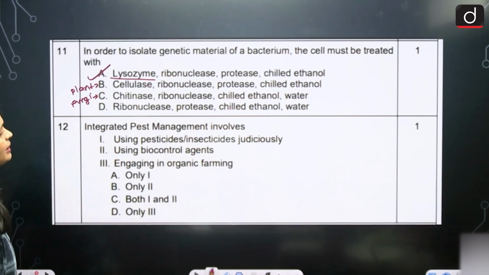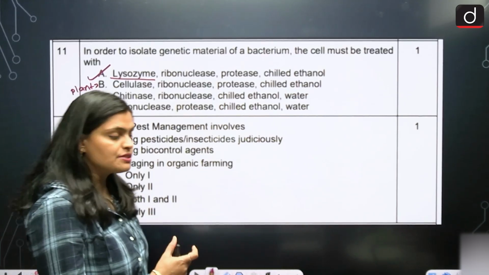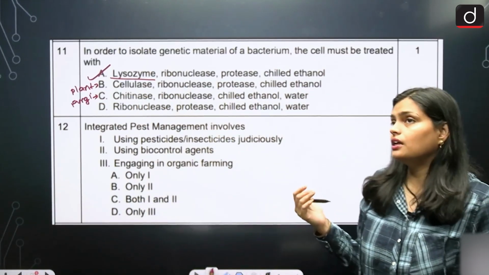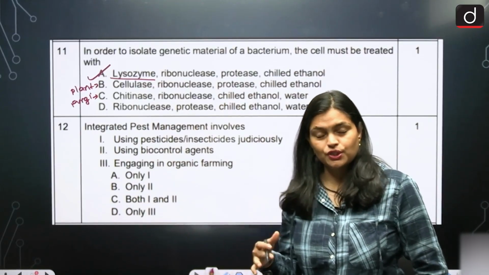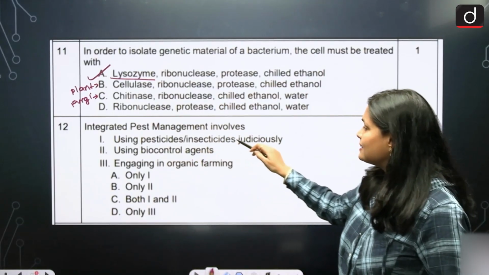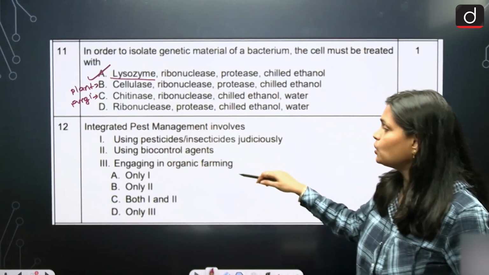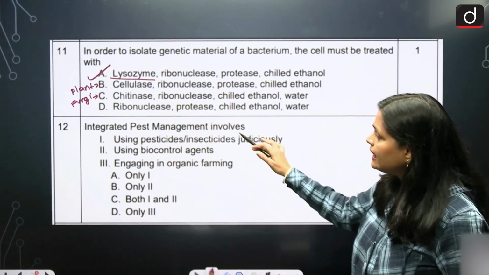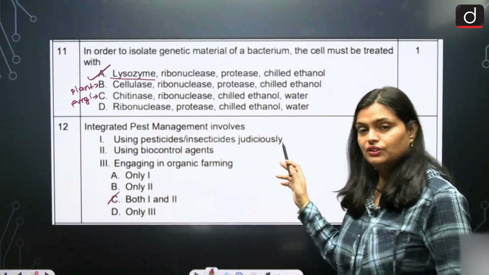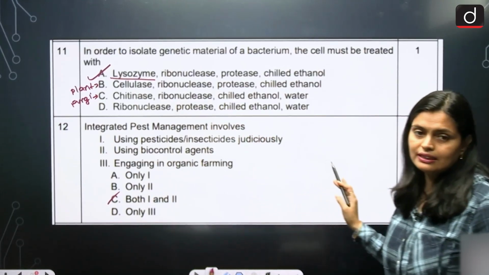Integrated pest management involves: the use of pesticides. Integrated means you are doing some modification. So using pesticides and insecticides judiciously, using biocontrol agents, engaging in organic farming. So here integrated pest management means both 1 and 2. Like with judicious use you get the permission, and you are using the biocontrol agent.